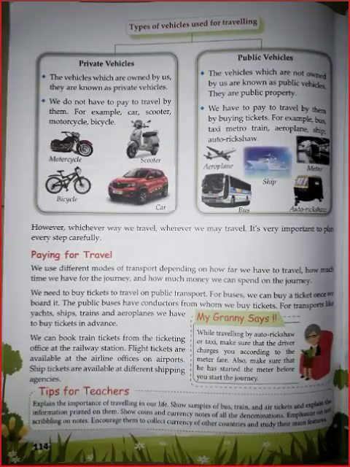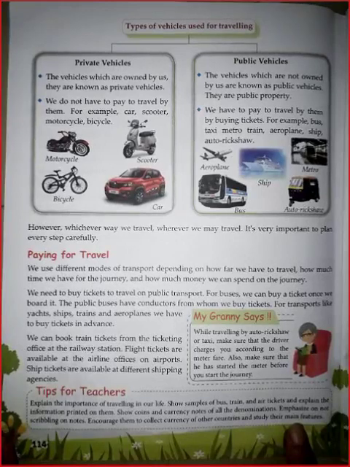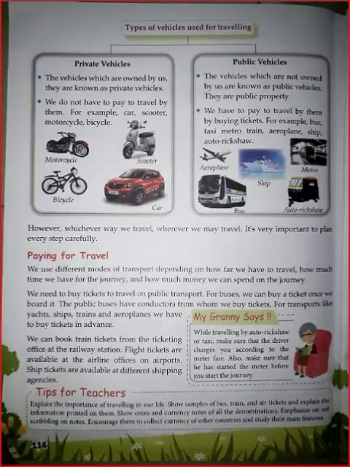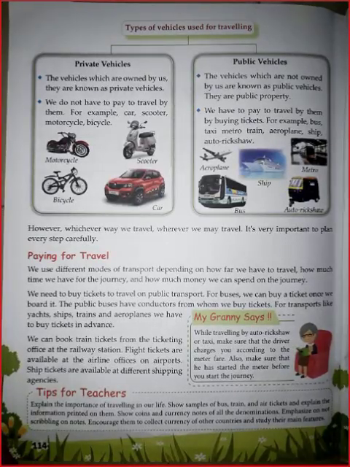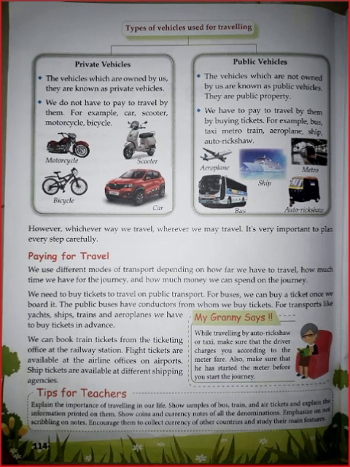Types of vehicles used for traveling. There are two types of vehicles used. One is private vehicle. The other is public vehicle. Private vehicle means it is our property. We can use it however we like. Jaisa bhi humko pasand hai. Suppose it's our car, so we can use it in our own way.